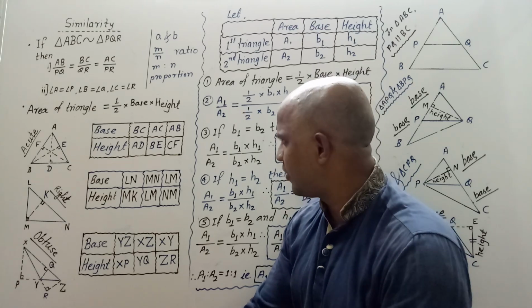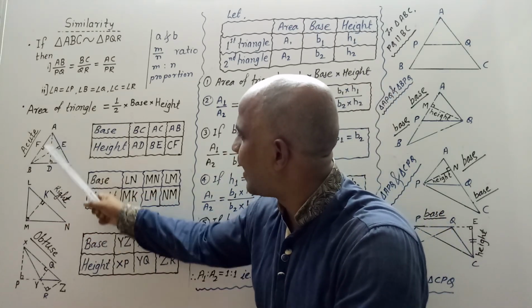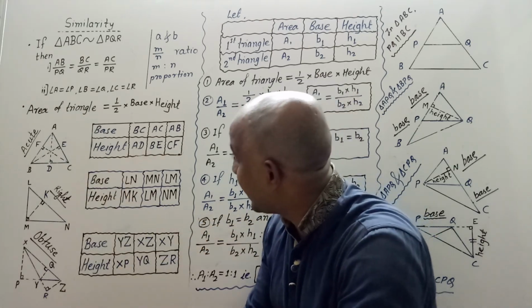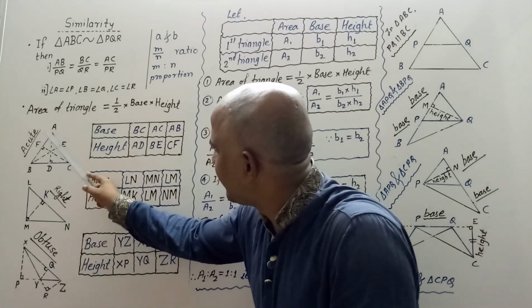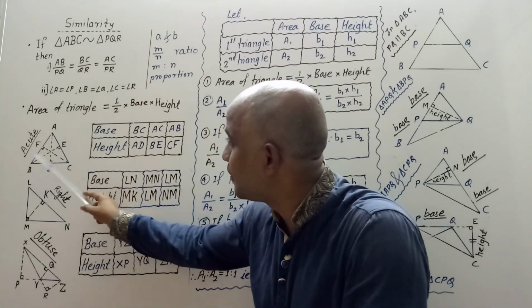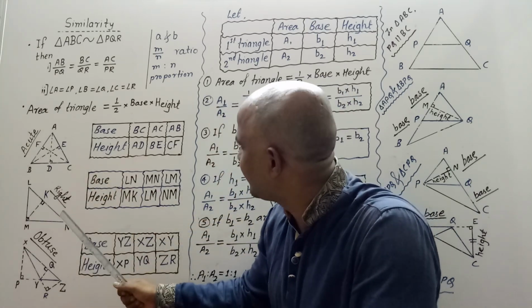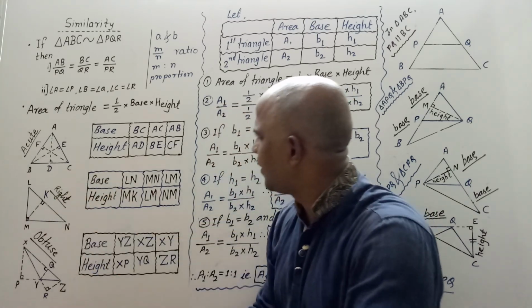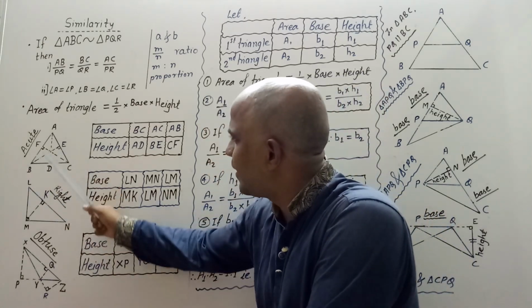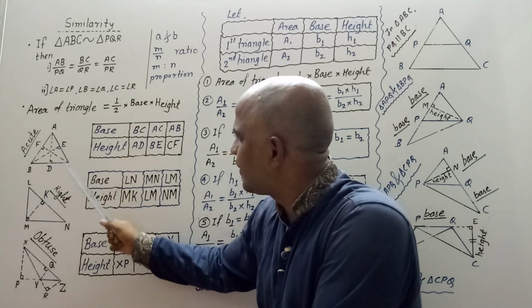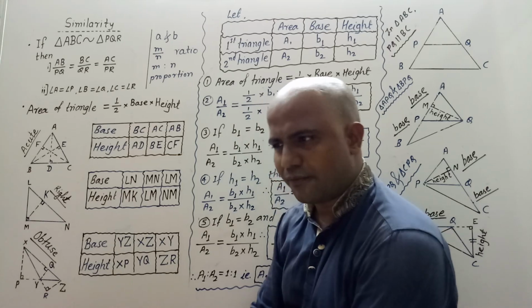Now in short, recall: first, when BC is the base, height is AD. Second, if you take AC as the base, then height is BE. Third, if AB is the base, then height is CF. Means when we choose the base BC, height is AD. When base is AC, height is BE. When base is AB, height is CF.